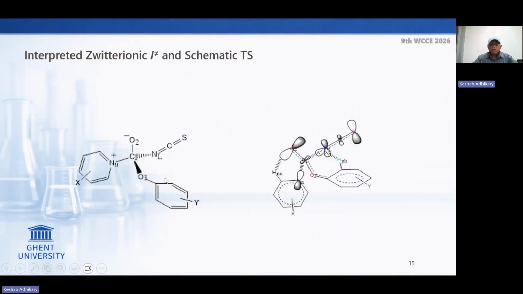This is the intermediate structure. This is one zwitterionic structure. We already know that when a neutral nucleophile and a neutral substrate react, the intermediate formed should be ionic. So in this case, we find one zwitterionic intermediate, and its orbital structure can be shown in this way, an arbitrary structure.